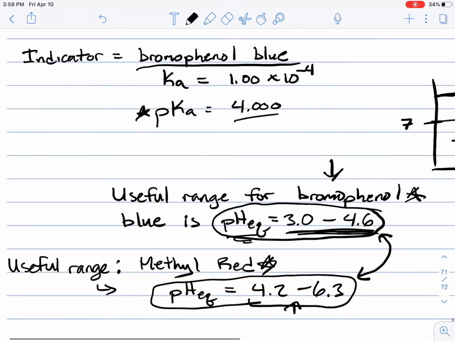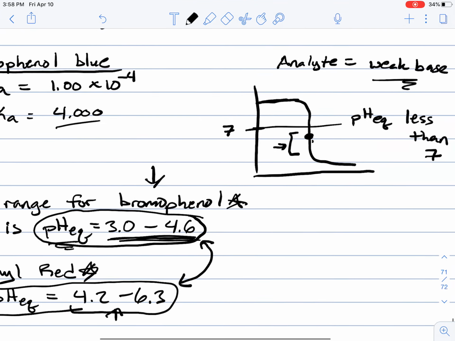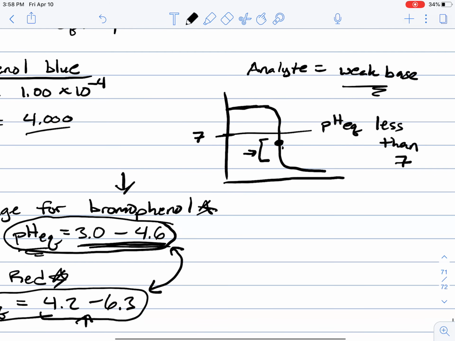And so it turns out that the useful range of each of these indicators can imply what type of analyte it should be used for. Okay, so we're kind of going backwards in this case.